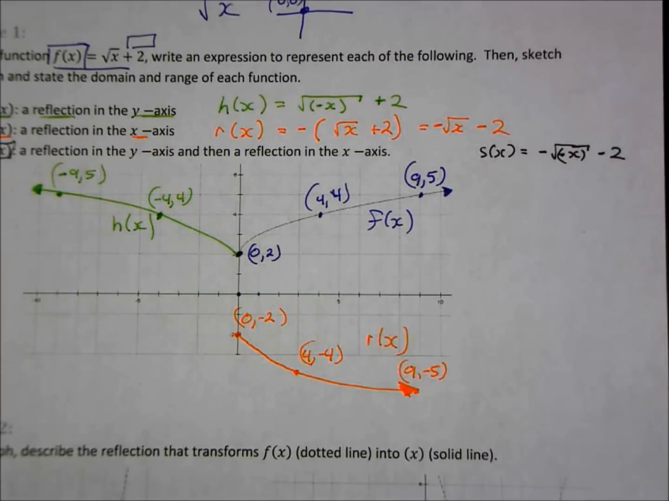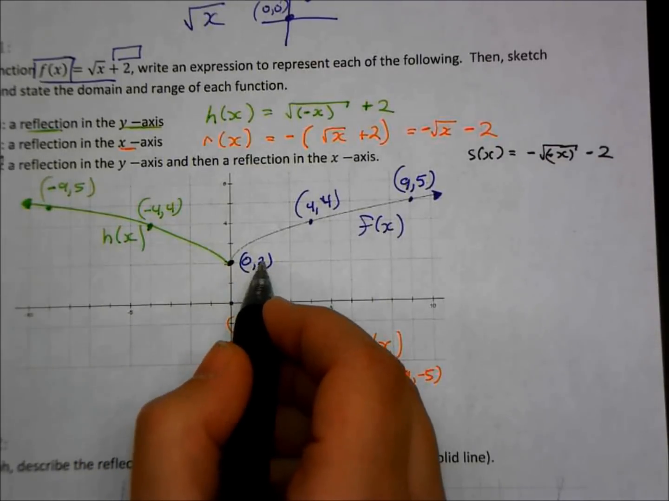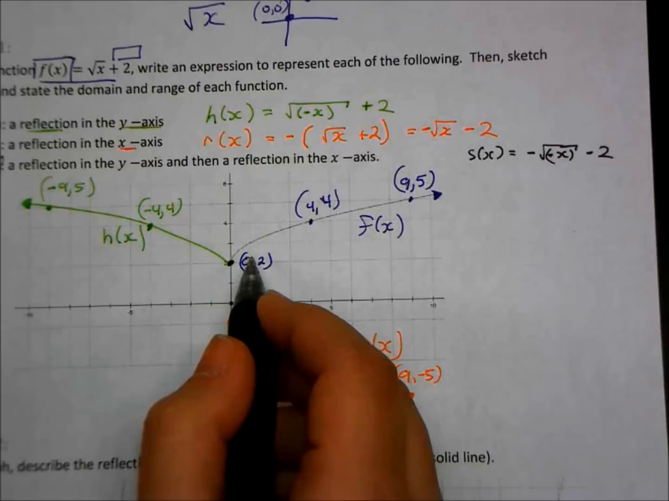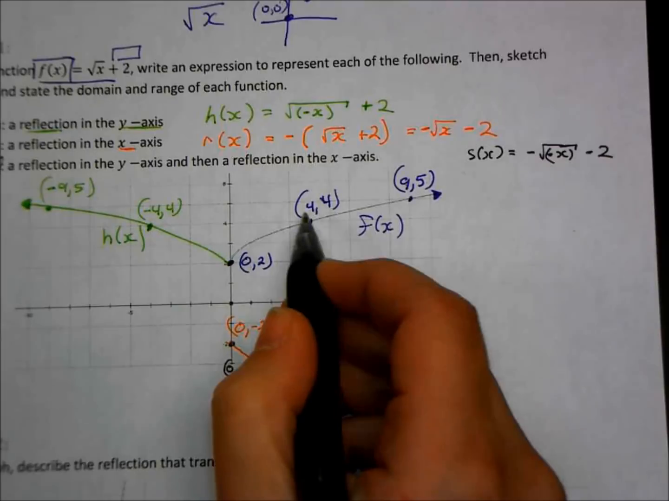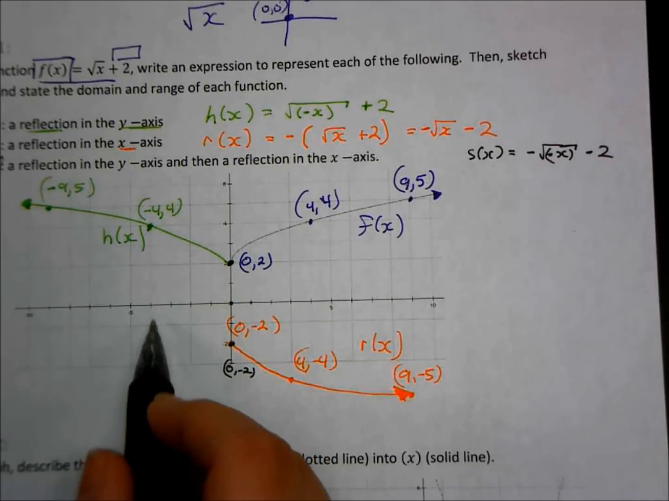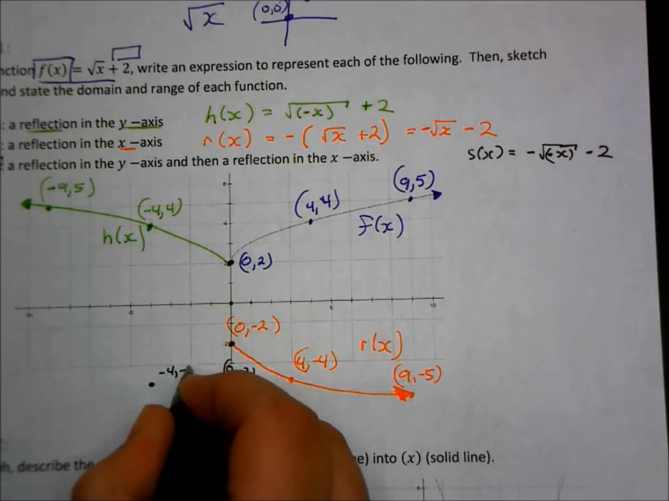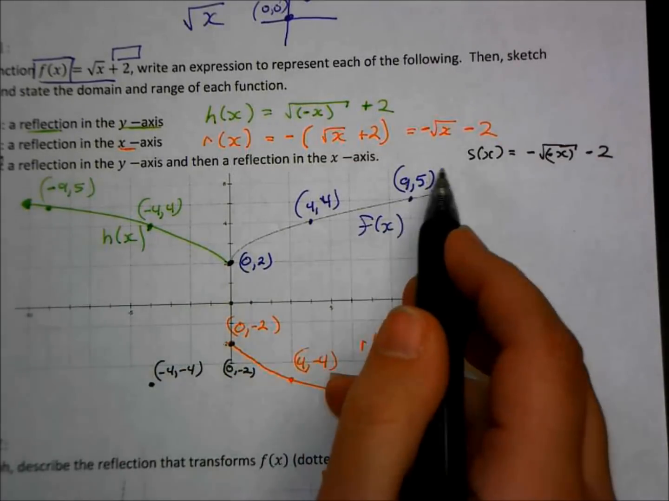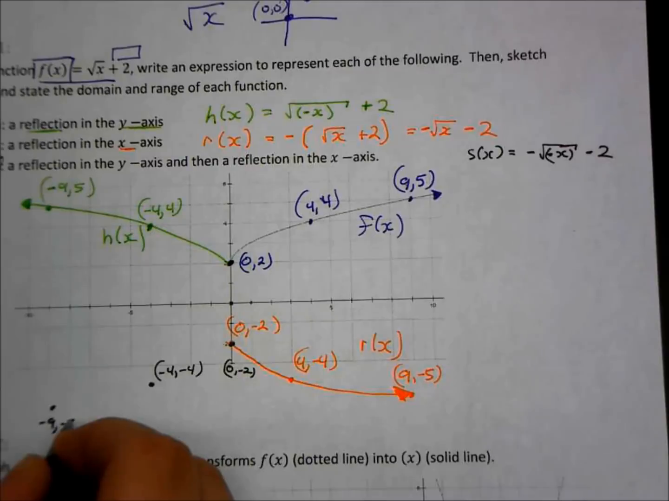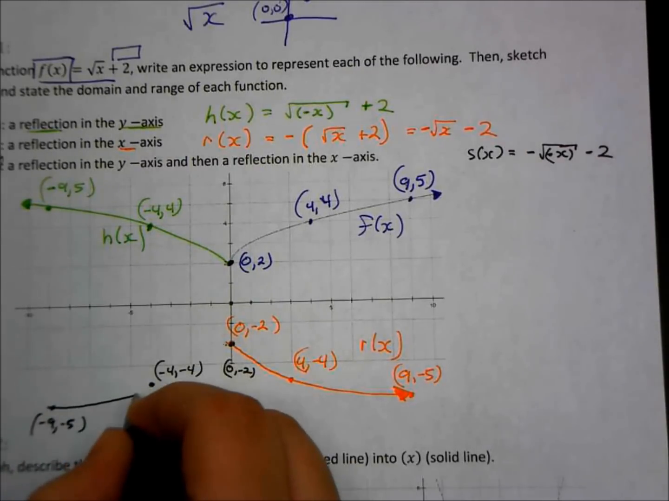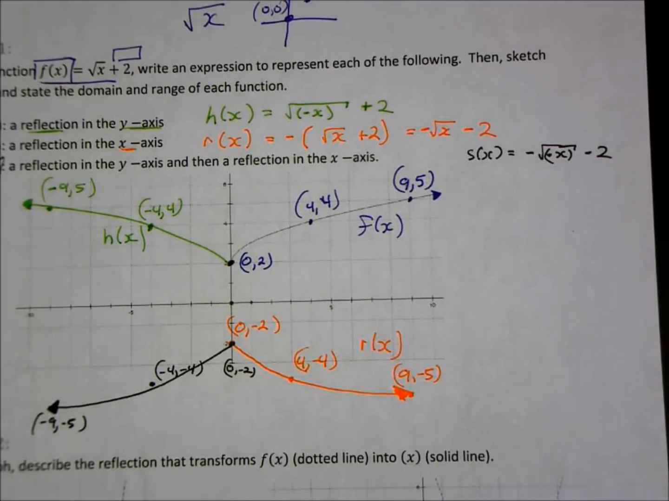What does that mean in terms of the points? It means both of these points become negative. (0, 2) becomes (0, negative 2). Positive 4, 4 becomes negative 4, negative 4, and again, my apologies. Negative 4, negative 4, oops. And my last one, (9, 5), is going to become (negative 9, negative 5). There we go.